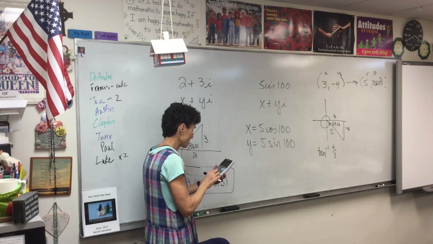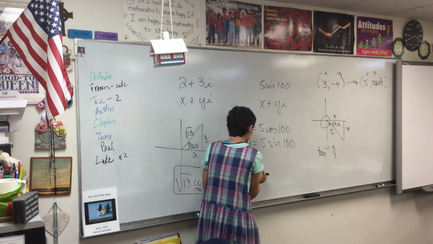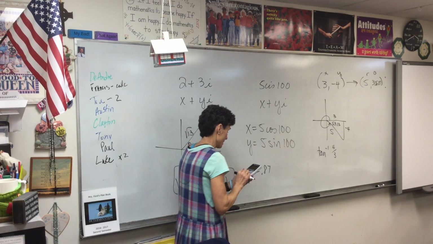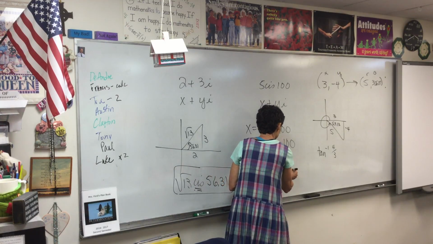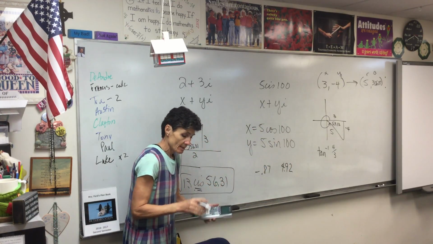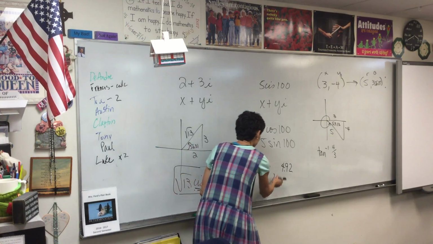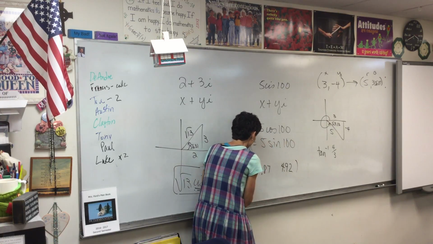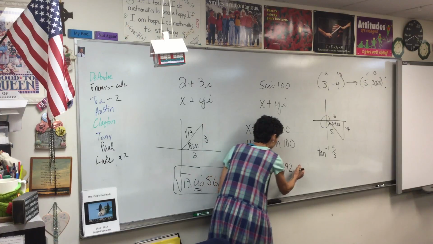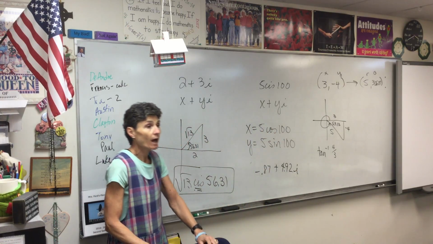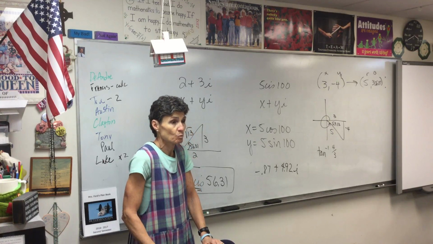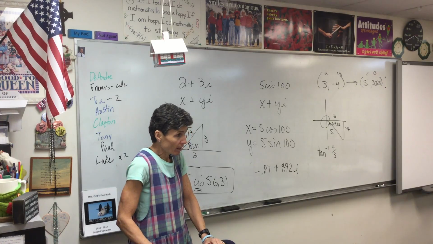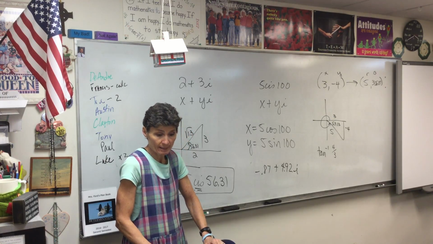When you write your answer, your two numbers are negative 0.87 and 4.92. Now I have to decide, am I going to put those like this? Am I going to do this with them? No, I have to put an i on it. So it's going to be this plus that i, because in complex form, it's x plus yi. Same x, same y, just written as x plus yi.